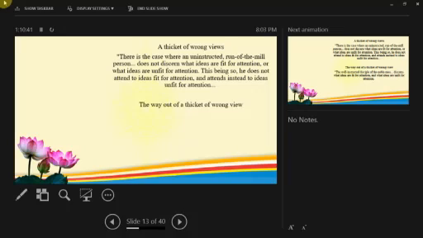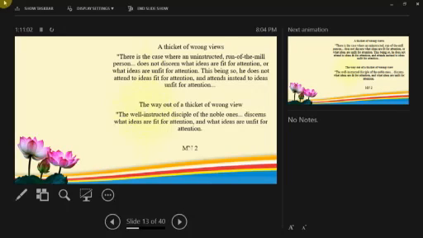The way out of the thicket of wrong view is that you must be well instructed, or you should have some help from noble people. Then you are called wise. He or she discerns what is fit for attention and what is not fit for attention. Because of that, you will be out of wrong view.